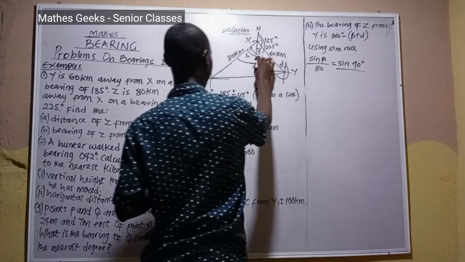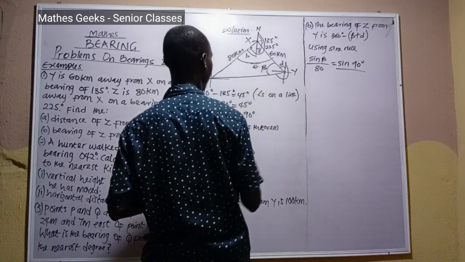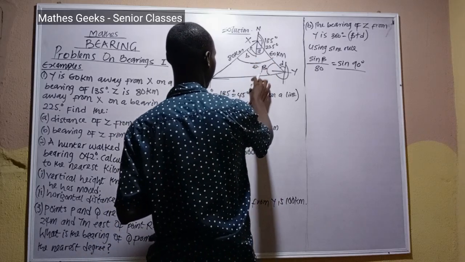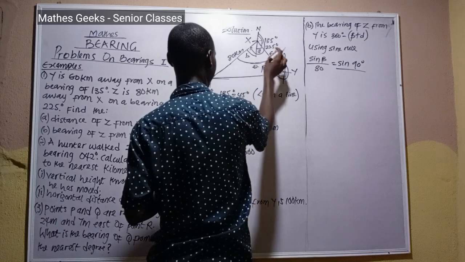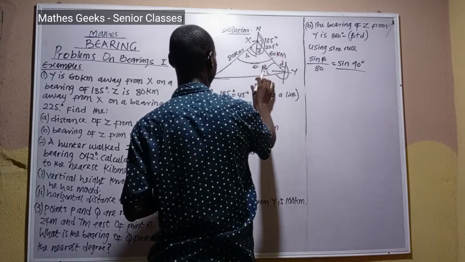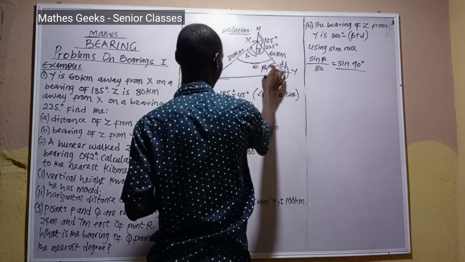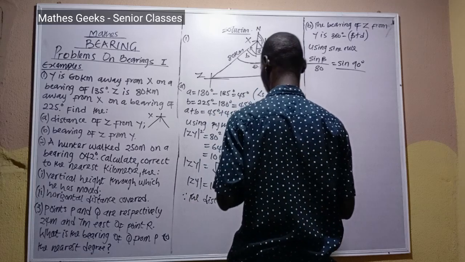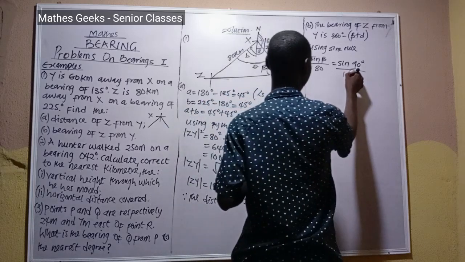We're using this side against this side because we know this side. We know this angle and we know this side. We know this side but we don't know this angle. So we're going to use a known angle and known side against a known side and unknown angle. Sine 90 degrees over 100.